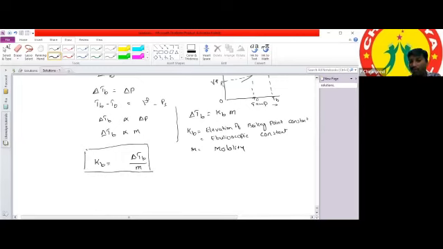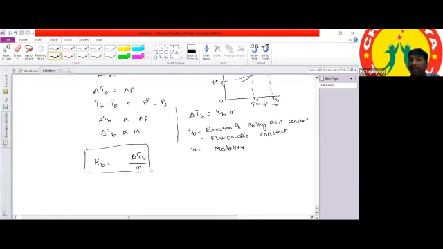This is the formula. The ebullioscopic constant is defined as the ratio of the elevation of the boiling point temperature and the molality. What is another definition we can give here? The ebullioscopic constant is the elevation produced by dissolving 1 mole of the solute in 1 kg of the solvent.